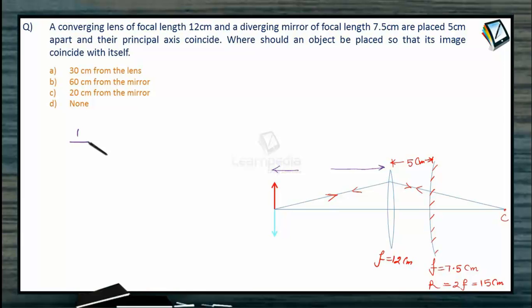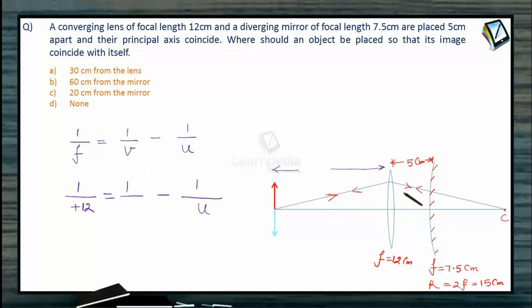So for lens formula, we have 1 by f is equal to 1 upon v minus 1 upon u. So what is the focal length of our converging lens? 12 centimeter, and in case of convex lens, we give sign positive. So it is 1 divided by plus 12 is equal to 1 upon v minus 1 upon u. u is something that we need to calculate, so it is unknown, so let it be like that only.